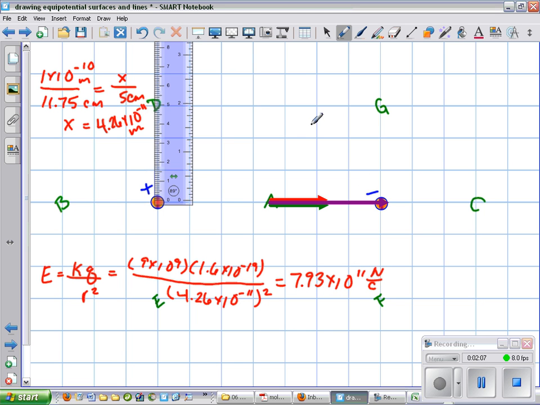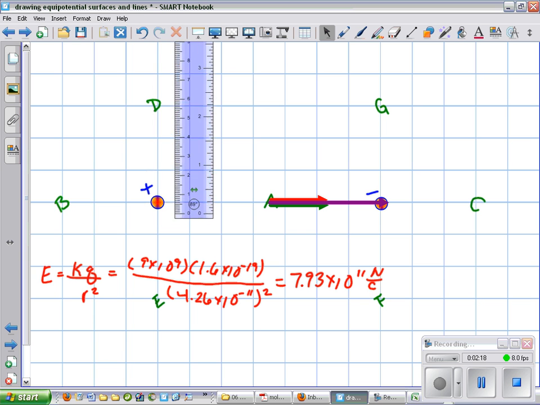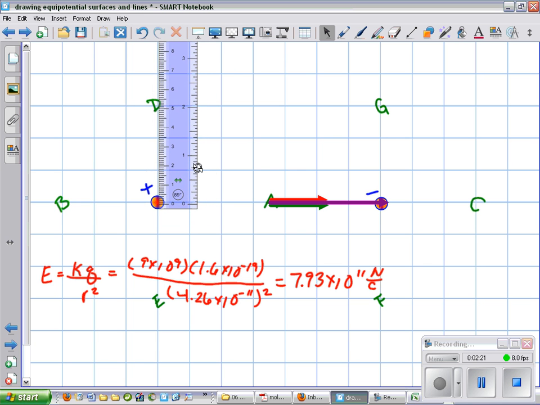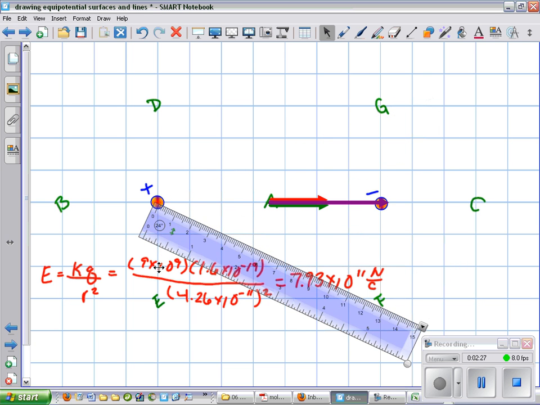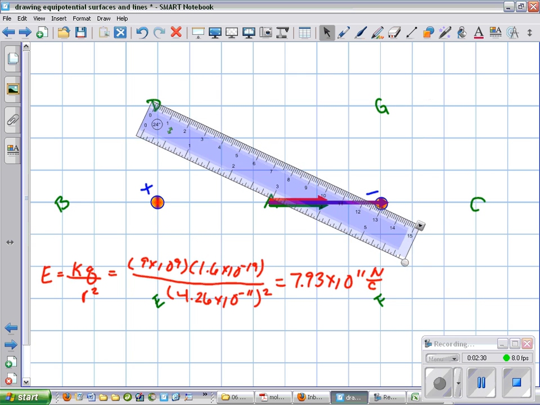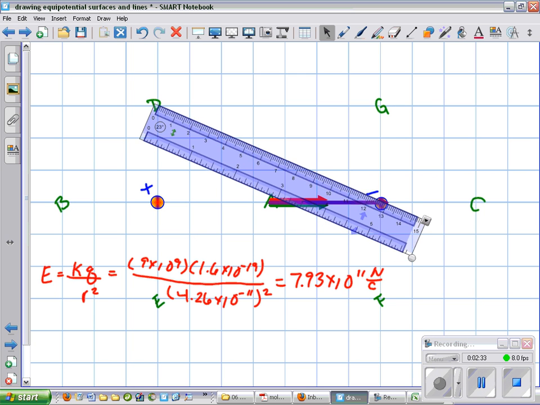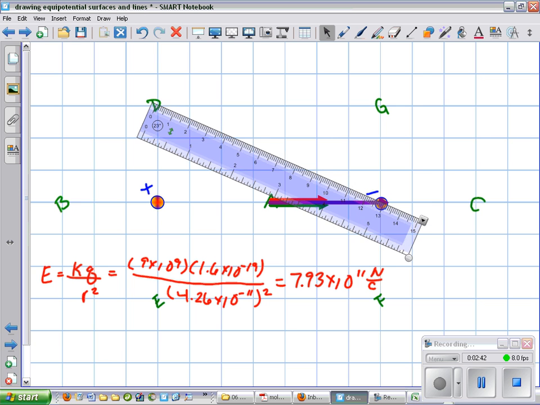Now, what I'm going to do is I'm going to just get rid of this for a moment, clear myself some space. I'm going to move my ruler over here, and I'm going to rotate it. Whoops, I rotated around the wrong point. Start my ruler up here at D, and I'm going to rotate it to get to the center of the negative charge, and that is 13 centimeters.